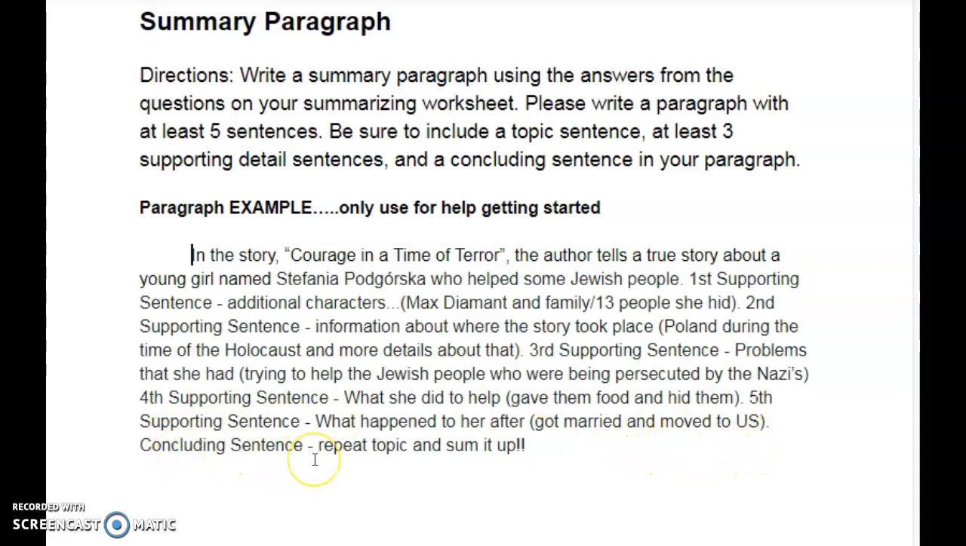So then my concluding sentence, I would just repeat my topic sentence and then sum it up. Now remember, when you're summing it up with your concluding sentence, you can just restate something that you wrote in one of your supporting sentences, or you can just introduce something else new that you haven't said in your paragraph so far. But remember, this is a summary paragraph, so we're not going to include any opinions in this paragraph. Sometimes in our concluding sentences we'll write an opinion, but we are not going to be doing that in this summary paragraph, because remember, there's no opinions in our summary paragraphs.